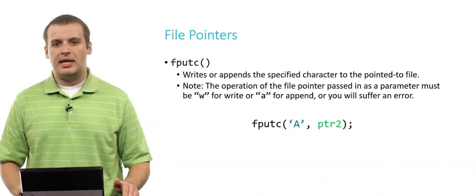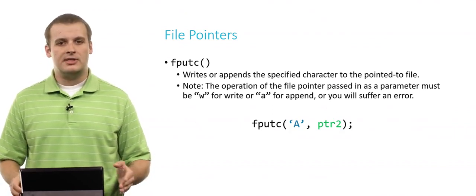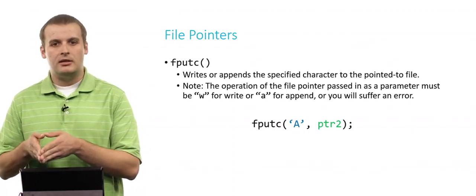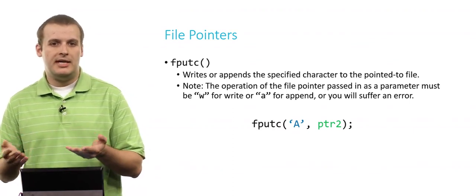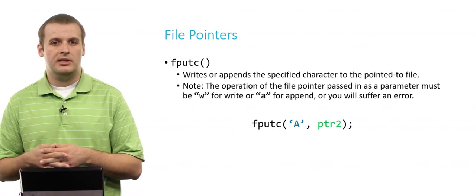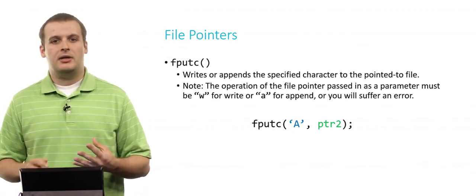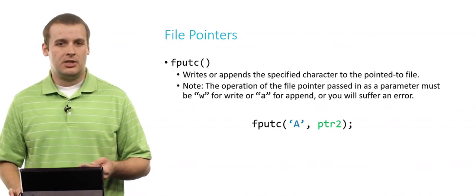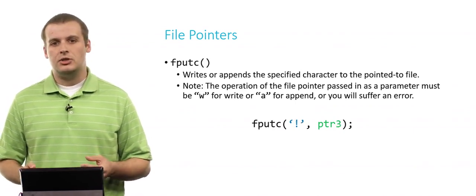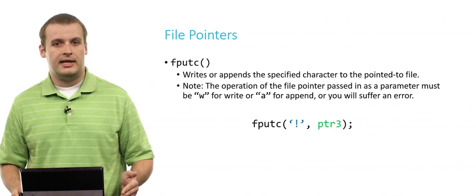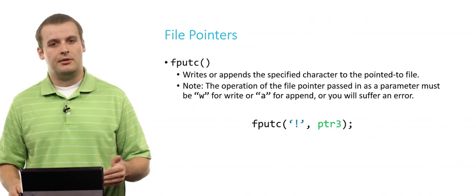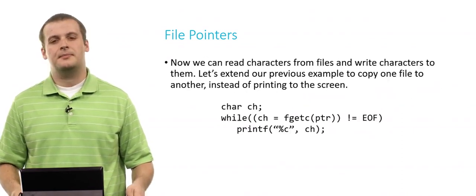fputc capital A, ptr2, all that's going to do is write the letter A into file2.txt, which was the name of the file that we opened and assigned the pointer to ptr2. So we're going to write a capital A to file2.txt, or we'll write an exclamation point to file3.txt, which was pointed to by ptr3. So again, pretty straightforward here.